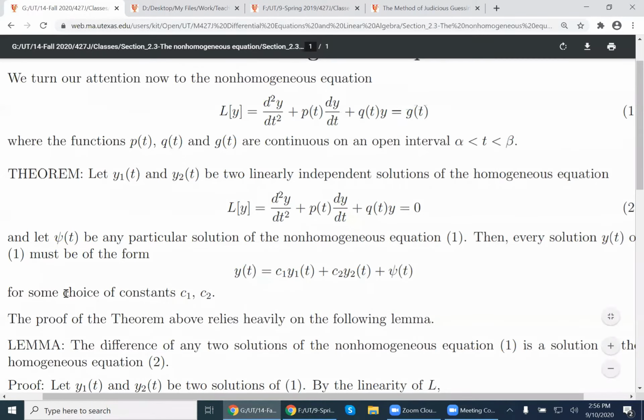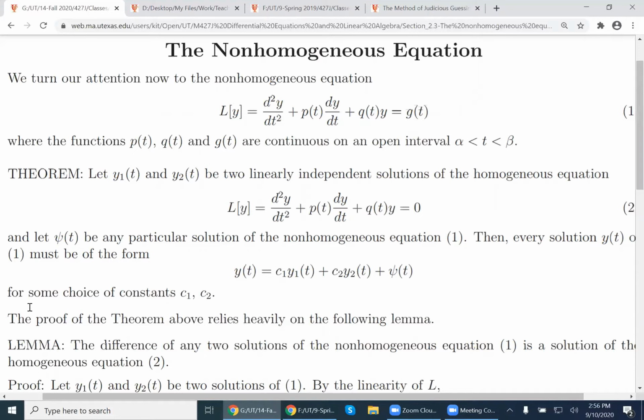Folks, any questions here? Why are we adding the general solution to our particular solution? I don't understand why that is.